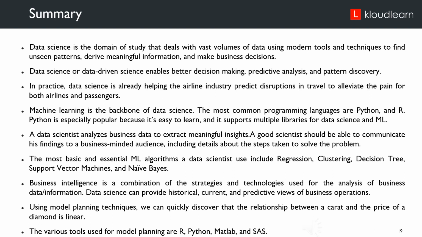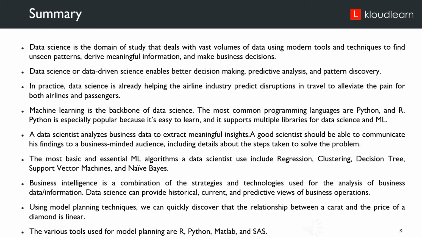A data scientist analyzes business data to extract meaningful insights. A good scientist should be able to communicate his findings to a business-minded audience, including details about the steps taken to solve the problem. The most basic and essential ML algorithms a data scientist uses include regression, clustering, decision tree, support vector machines, and naive Bayes.